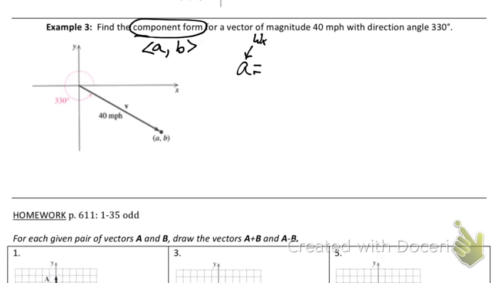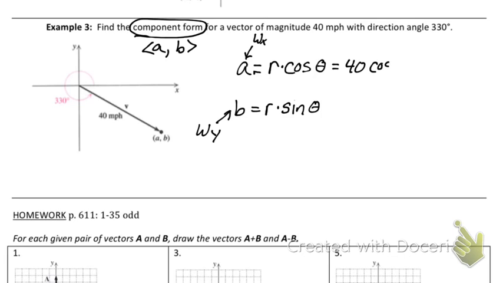If I ask for A, I'm actually asking for W sub x, which is the exact same thing as your x value. W sub x is going to be our magnitude times the cosine of theta. And that means B is going to be my W sub y, which is going to be my magnitude times sine of theta. In this case, our magnitude is 40, and the angle we're talking about is 330 degrees.